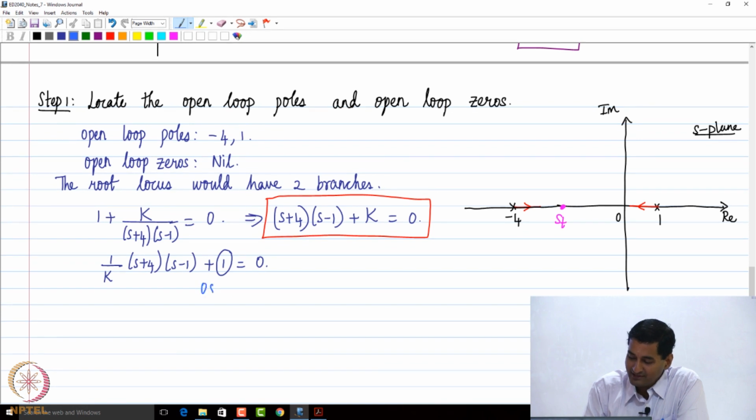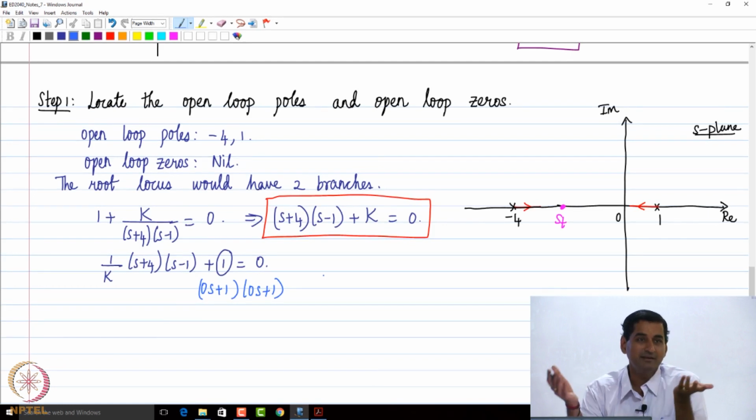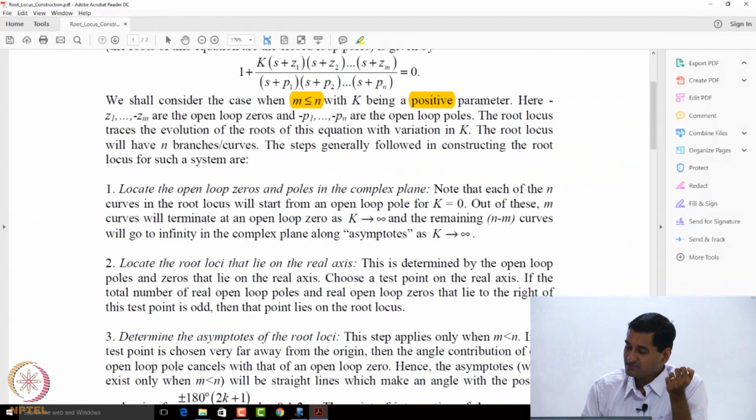Suppose, on the other hand, you write this 1 as, let us say, 0s plus 1 and 0s plus 1. Can I do that? So, in a certain sense, when k tends to infinity, I am going to have the closed loop pole s tending to infinity in the complex plane. It can be in any direction. That is why the second statement comes into play.